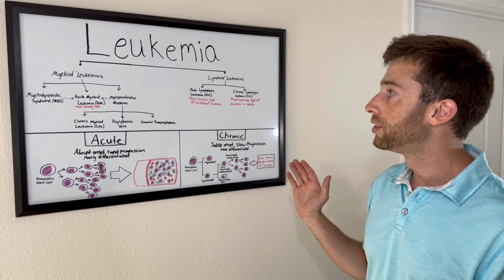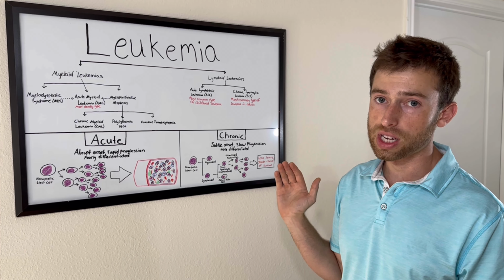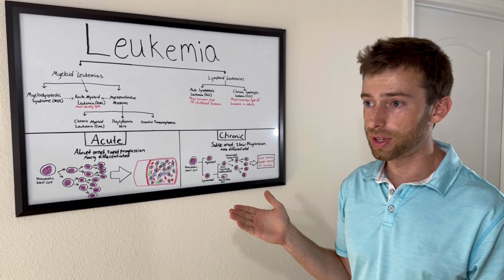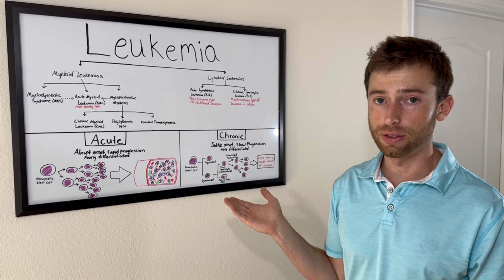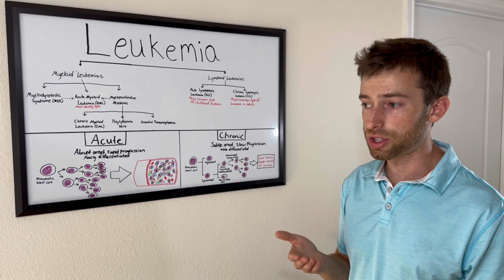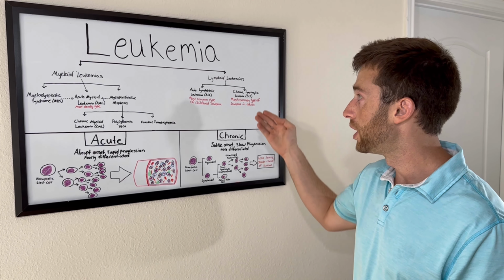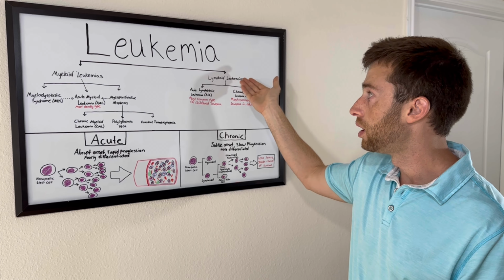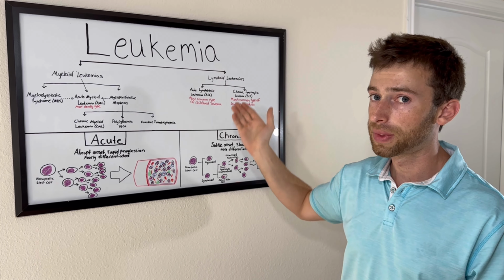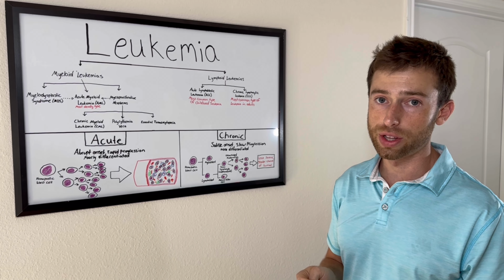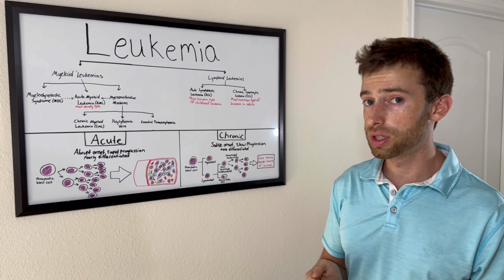To be able to determine what type of leukemia is affecting a patient, we have to determine what type of cell is involved. So if we see a bunch of, say, immature T lymphocytes, then we'll know that it's taken this pathway and it's a lymphoid leukemia. Next, the way we differentiate it is whether it's chronic or acute.